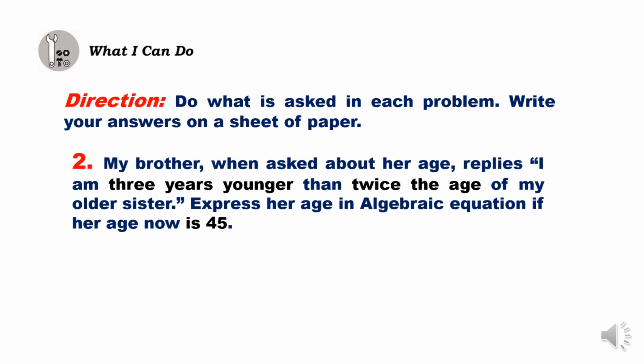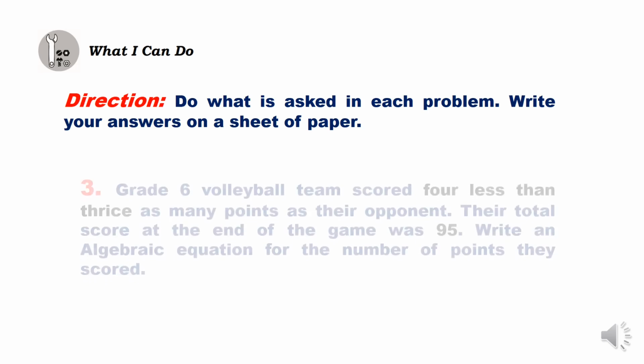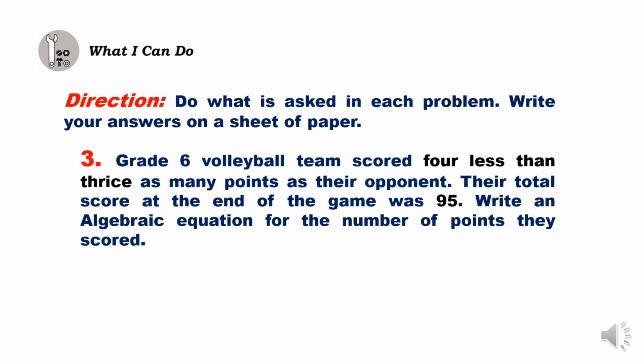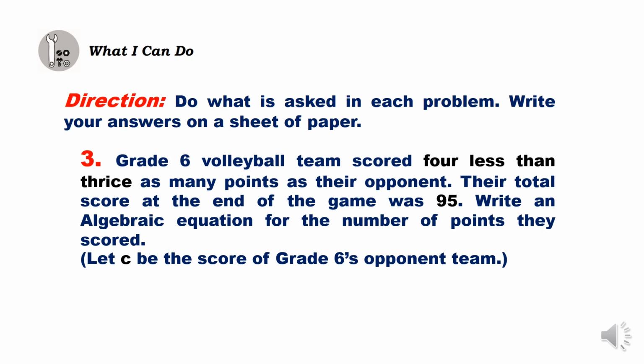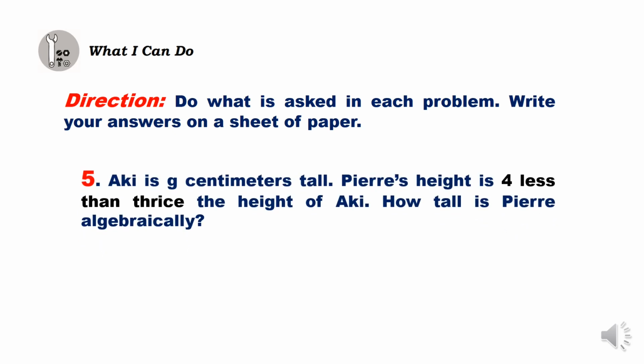Number 2. My brother, when asked about his age, replies, "I am 3 years younger than twice the age of my older sister." Express his age in an algebraic equation if his age now is 45. Let A be the age of my brother's older sister. So 2A minus 3 equals 45. Then, it's your time to answer number 3, number 4, and number 5.